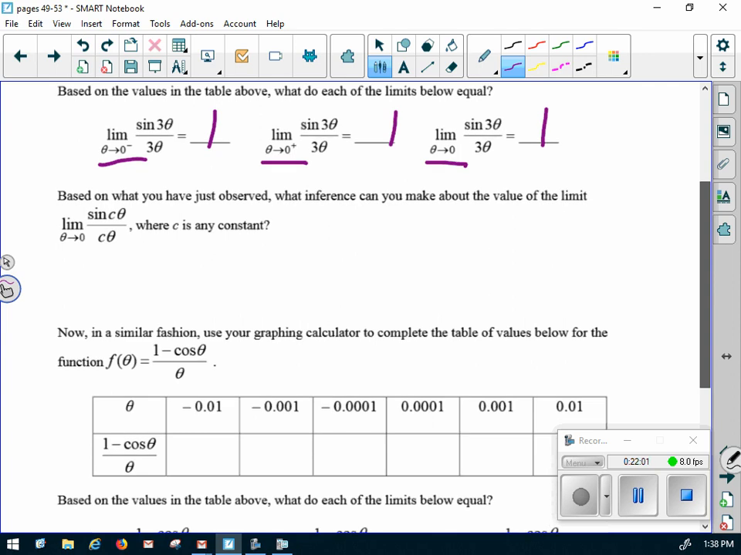Based on what you have just observed, what inference can you make about the value of the limit of sine of c theta over c theta when theta approaches 0, where c is any constant? That limit is 1. It is 1.